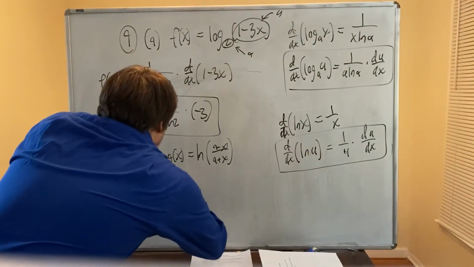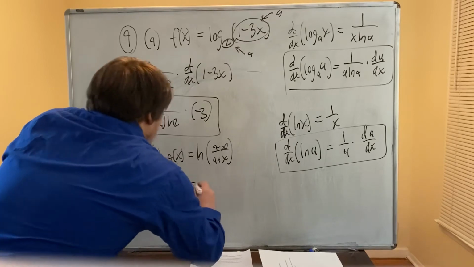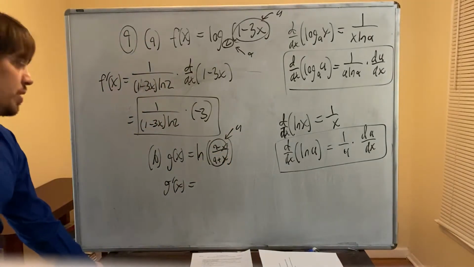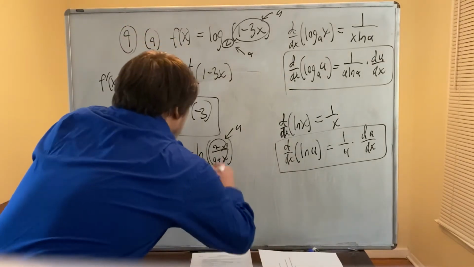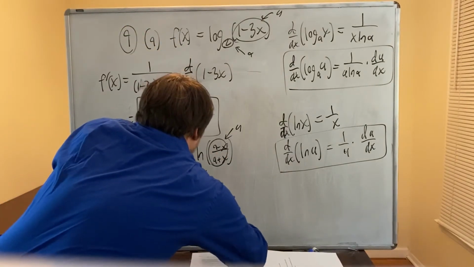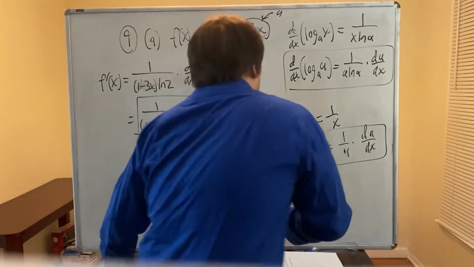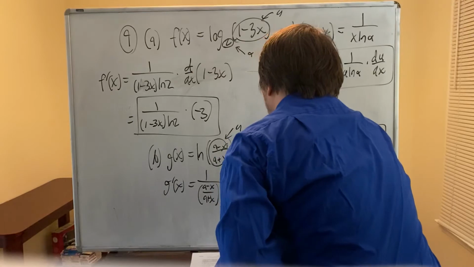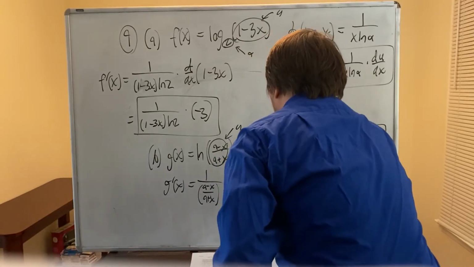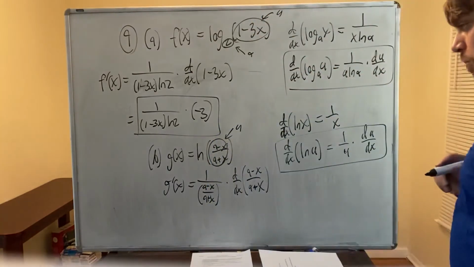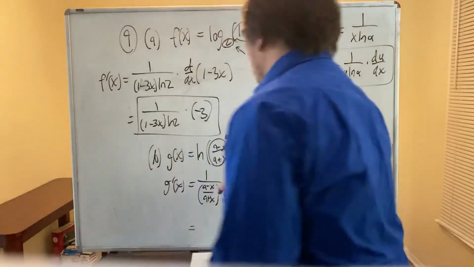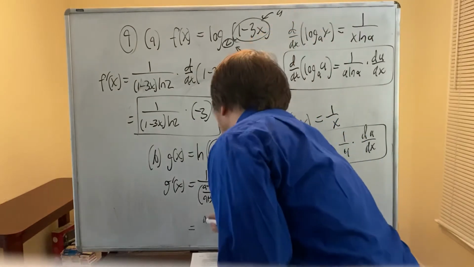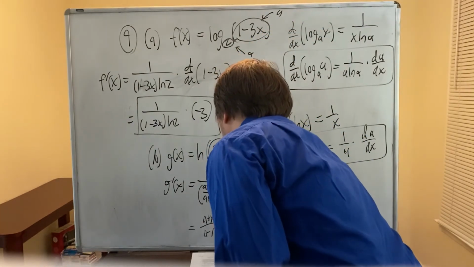So g prime of x is going to equal, well, u is going to be this fraction. U is a minus x over a plus x. So g prime of x is 1 over that fraction, a minus x over a plus x, times the derivative of u, the derivative of a minus x over a plus x. And so this is equal to, 1 over a fraction is its reciprocal. So 1 over a minus x over a plus x is a plus x over a minus x.